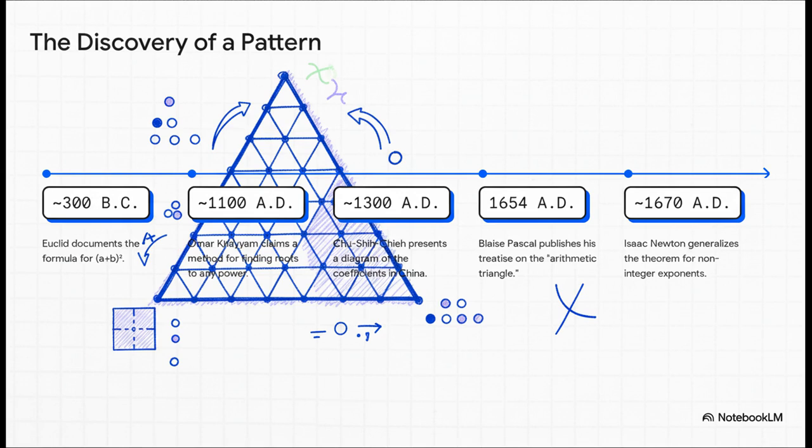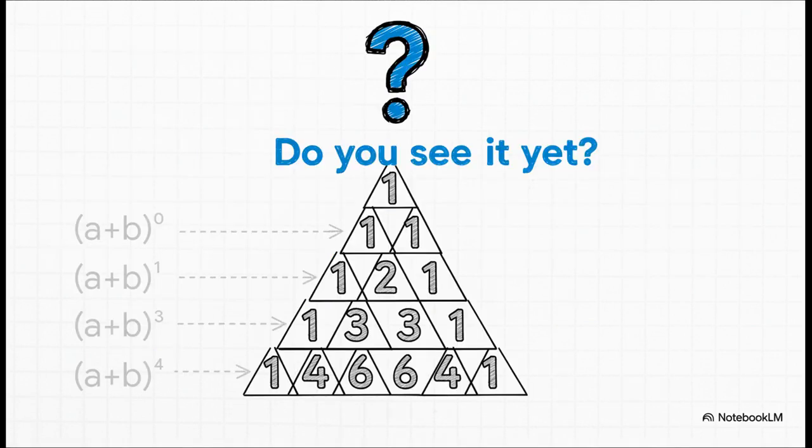It starts with Euclid in Greece, then the torch gets picked up by the Persian poet and mathematician Omar Khayyam. Then the pattern shows up in a diagram in 14th century China. It's famously studied by Blaise Pascal in France, and it's finally polished into its modern form by Isaac Newton. So, what is this incredible pattern?